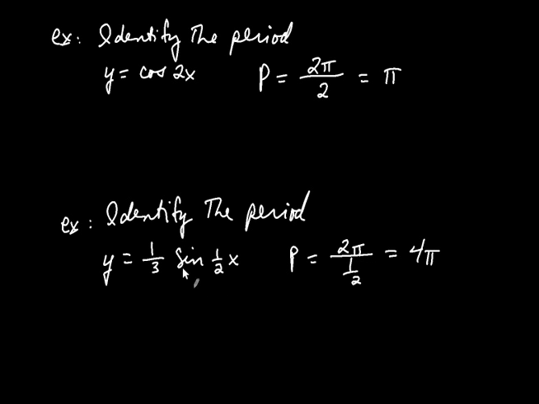Now you might be asking, what does this 1/3 do? It turns out that's not connected to period at all. That's going to be for something we call amplitude. And the amplitude is basically the height of the wave. And to get the amplitude, you take the absolute value of whatever number is there. So the amplitude is equal to the absolute value of 1/3, which is just 1/3, okay? So you have to make sure you're choosing the right number when you identify the new period. Let's take another one, just to make sure we've got it.